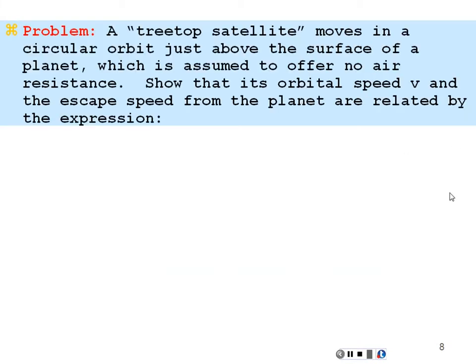Let's try a different problem, an interesting problem. A treetop satellite moves in a circular orbit just above the surface of the planet, which is assumed to offer no air resistance. Show that its orbital speed v and the escape speed from the planet are related by the expression v escape equals the square root of 2 times v.